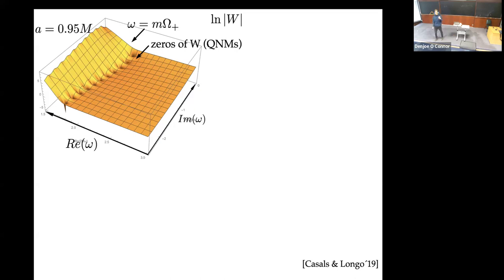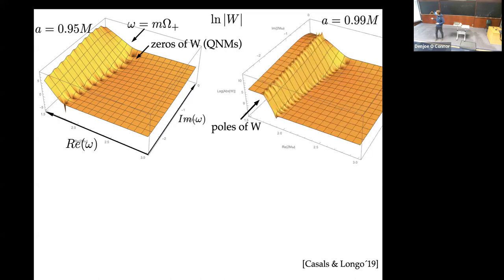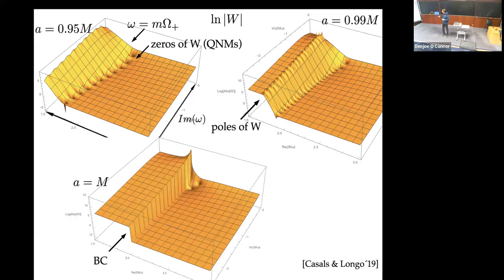This is at a equals 0.95, highly rotating, but not extremal. This dip is where the quasinormal modes lie. You can see how they're getting close to this particular value of the frequency. Now I'm going to increase the angular momentum of the black hole. Now it's 0.99, and the quasinormal modes are getting closer and closer to the real axis, closer and closer to this value. They're teaming up with poles of the Wronskian, which are totally transmitted modes, in such a way that at a equals M, this is exactly extremal Kerr, not extremely close to extremality but exactly at extremality, there is a branch cut. There's a discontinuity stemming from this frequency. So a branch cut has been formed in extremal Kerr.